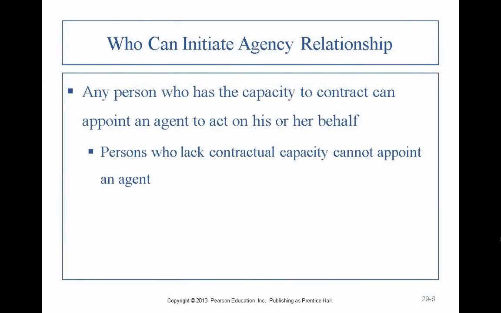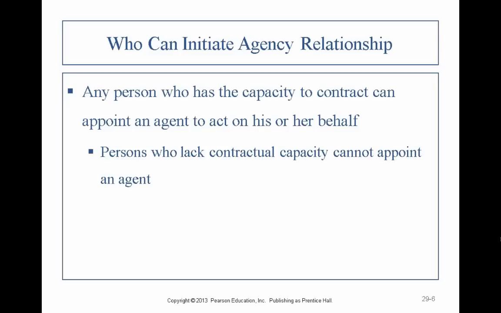All right, a few more things to kind of set the stage. Who can be a principal? Who can be an agent? Well, for example, who can appoint an agent? Anyone, and now start thinking back to contract law, anyone that has the capacity to contract with somebody also has the capacity to have someone act on their behalf.